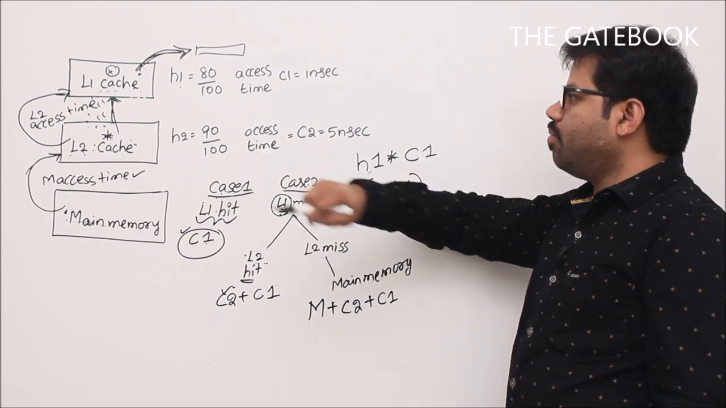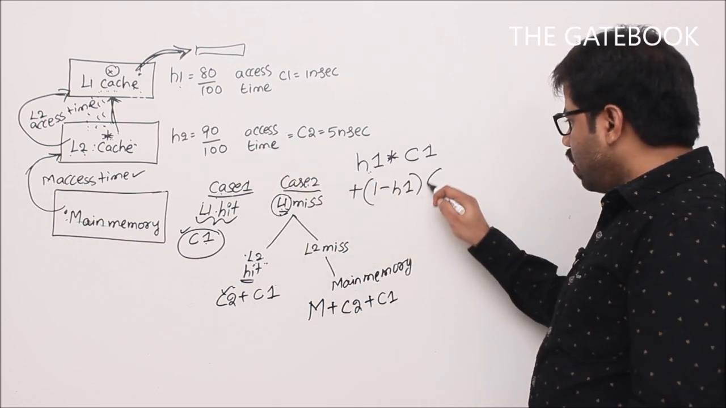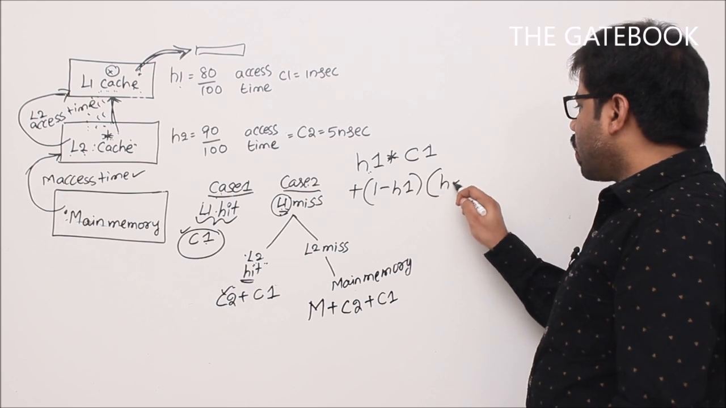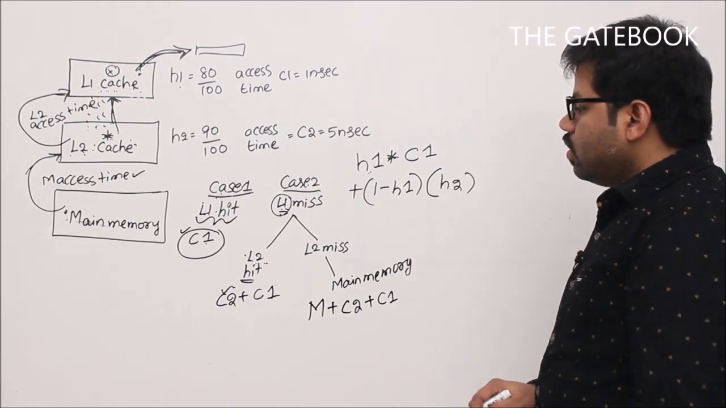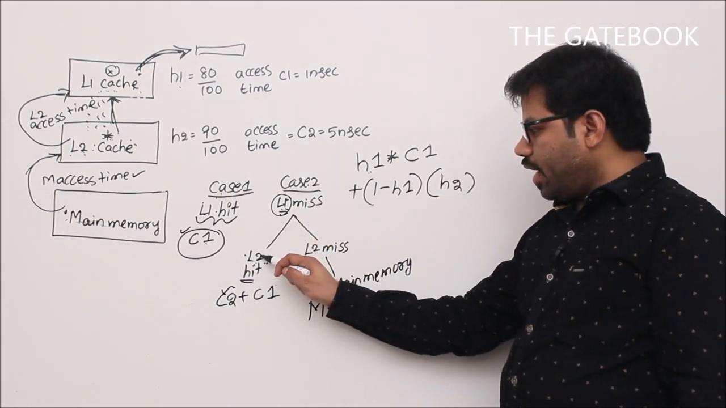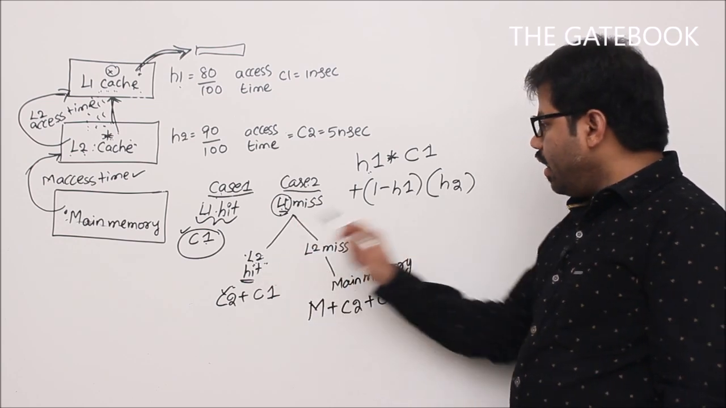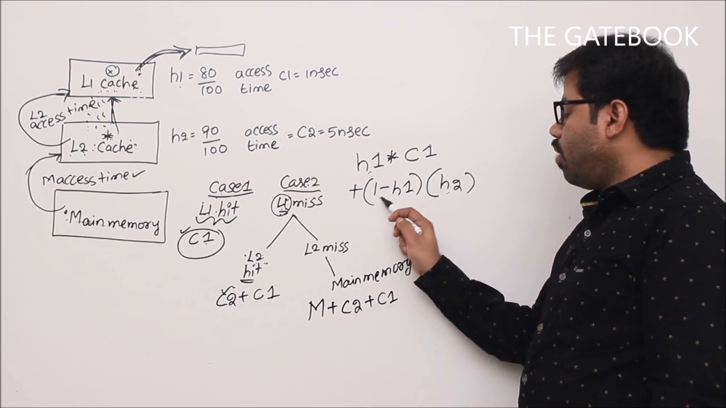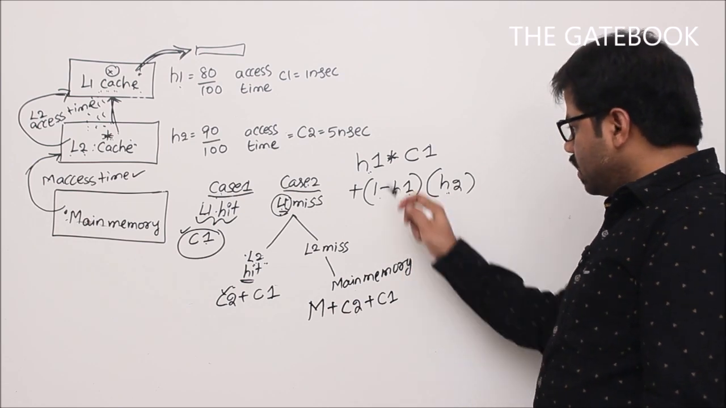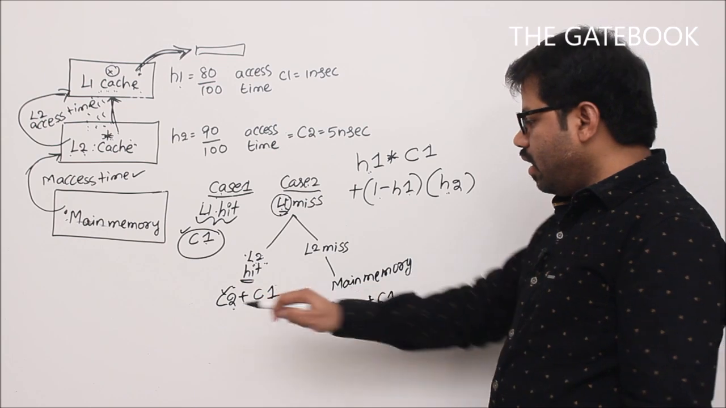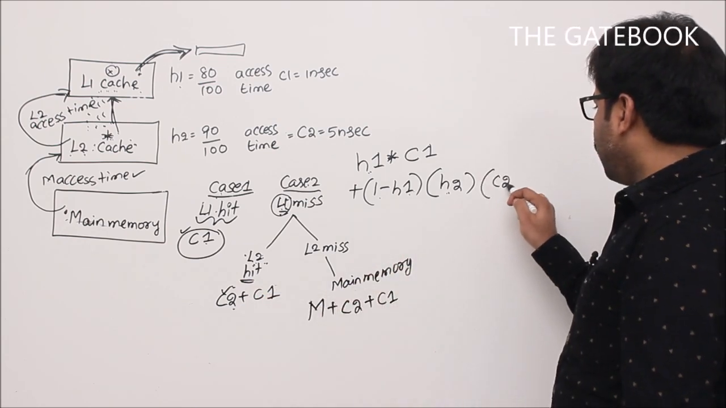What is the L2 hit ratio? Sorry, H2, correct? Try to understand. So 1 minus H1 times L1 will miss and L2 will hit H2 times. That's why 1 minus H1 into H2 is the possibility of coming here, into C2 plus C1. Okay.